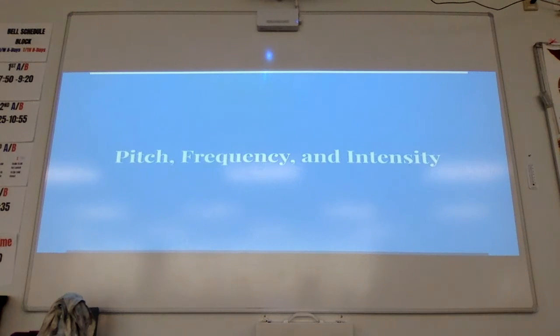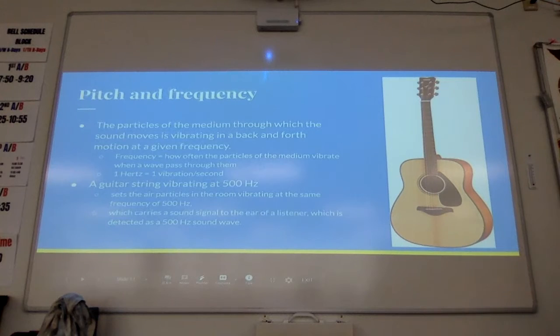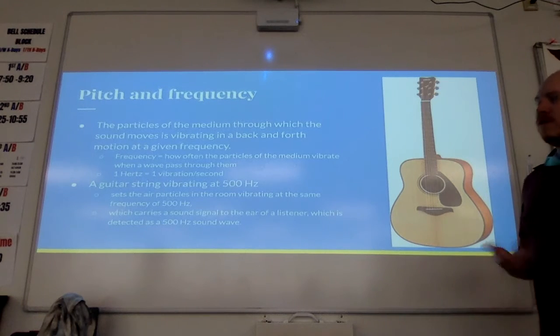So, pitch, frequency, and intensity. Now, some of this is also going to be a review from last time when we talked about waves, and some of it's going to be new or expanded upon. So, pitch and frequency. The particles of the medium through which the sound moves are vibrating back and forth at a given frequency. So when we look at frequencies, it's how often the particles of the medium vibrate when a wave passes through them.